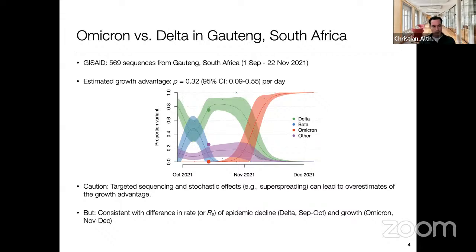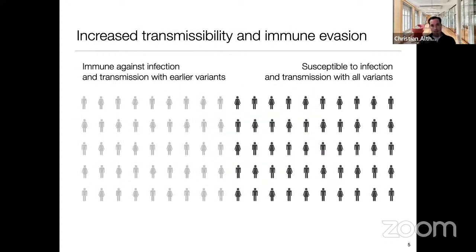And it's also important to remember that this estimated growth advantage of Omicron is consistent with the difference in the rate of epidemic decline and growth. So the epidemic was indeed declining and growing again, and that's quite strong evidence that Omicron is associated with a transmission advantage. Now, this transmission advantage can happen either via an increased intrinsic transmissibility, meaning that people can really infect more secondary cases, or immune evasion, or both.